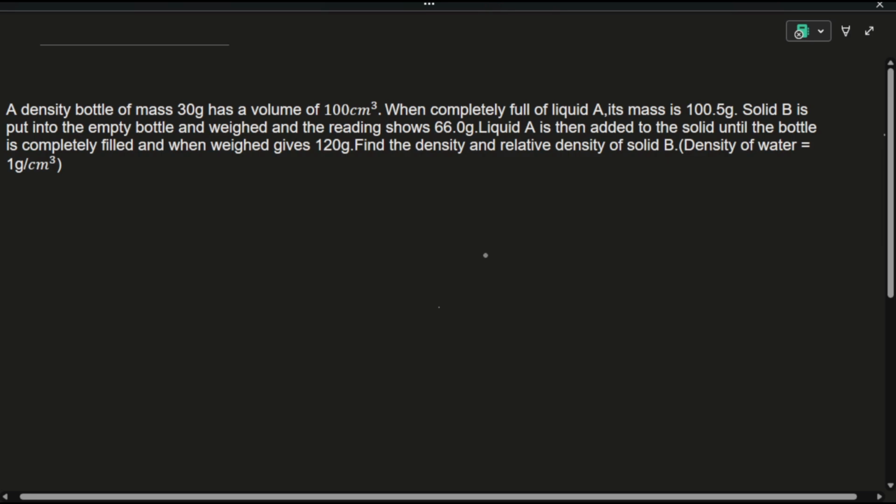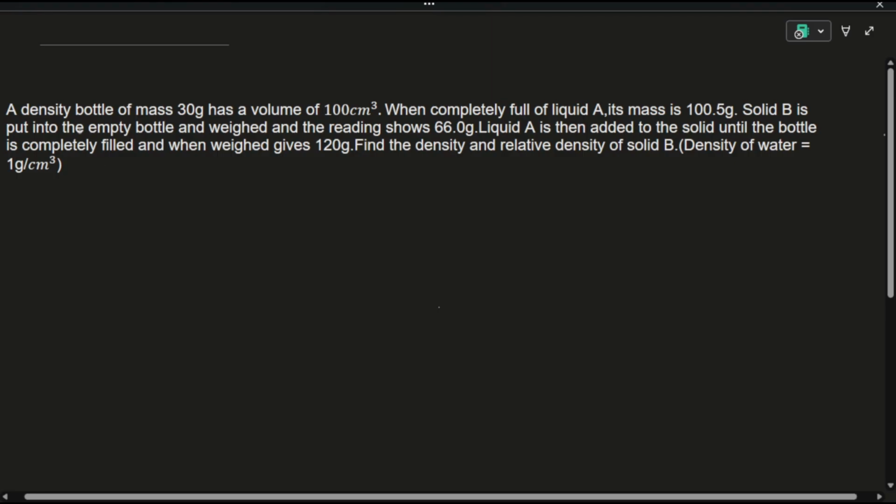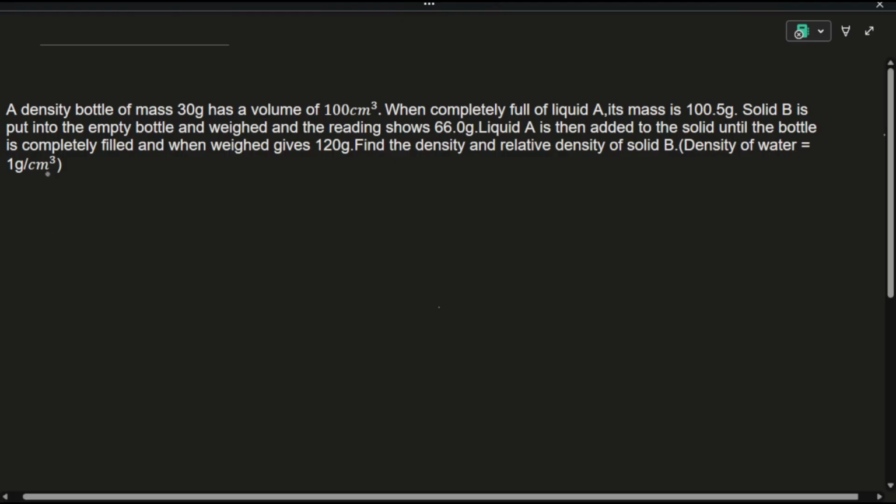In this video and in this exercise, we look at how measurements using the density bottle can be used to determine the relative density of a solid material or body. Now we have this question here and we are asked to find the density and relative density of a solid B, given the density of water as 1 gram per centimeter cubed.